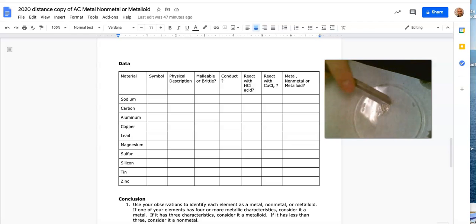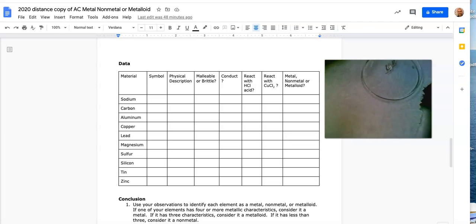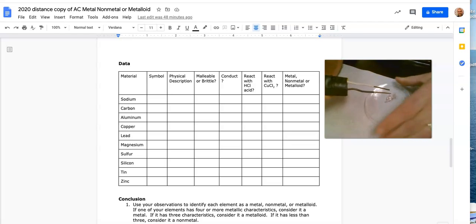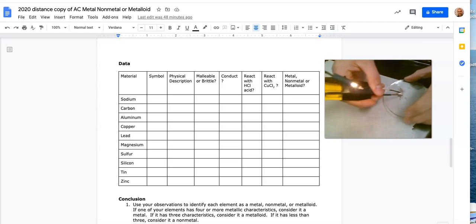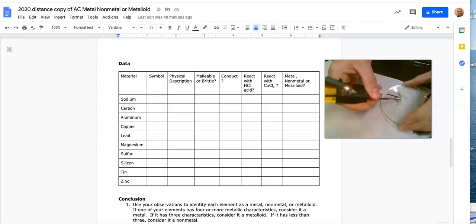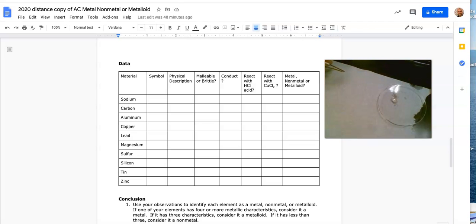Next thing we'll check and see is if it does conduct electricity. All right, I've got my conductivity tester here. And when I put my probes on the sodium, my light bulb does in fact light up. So sodium is a conductor.